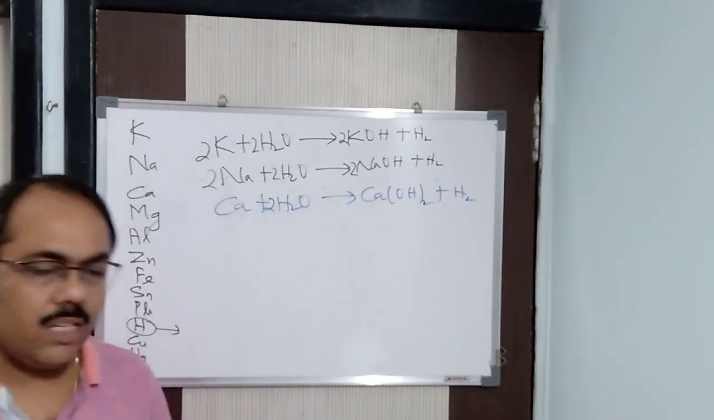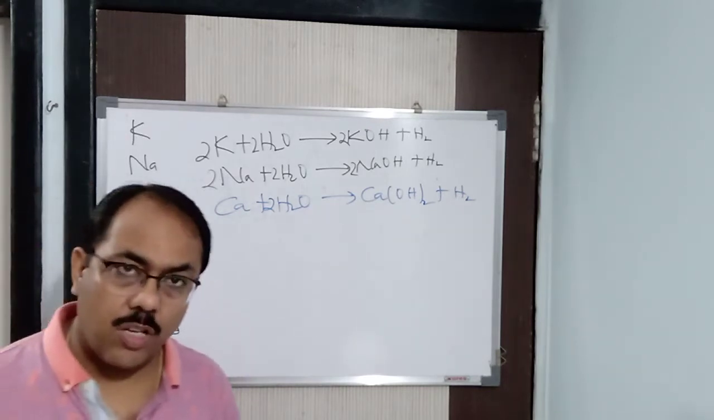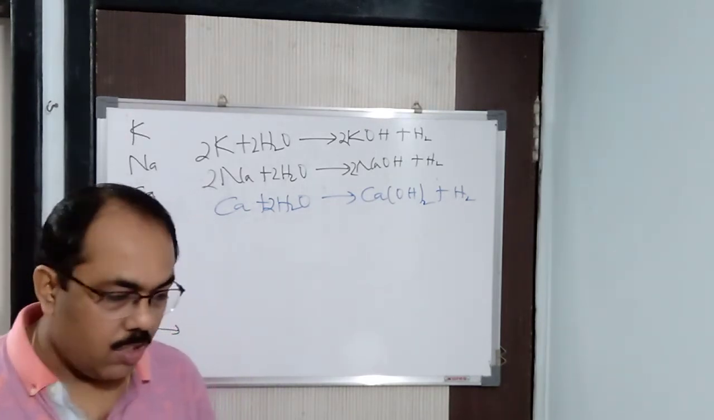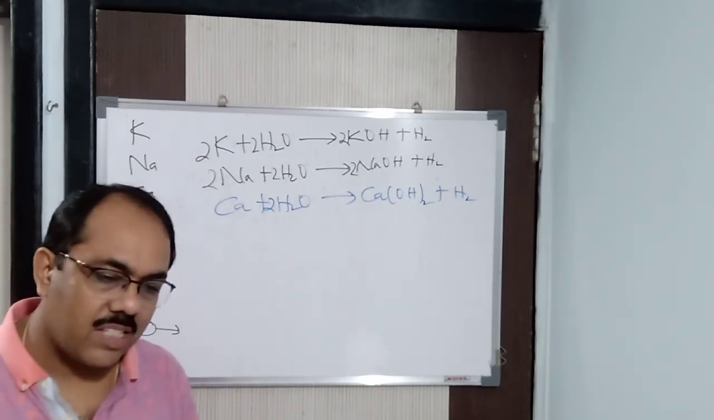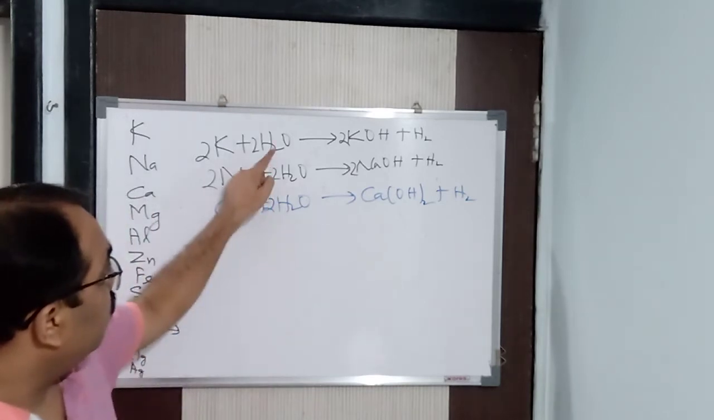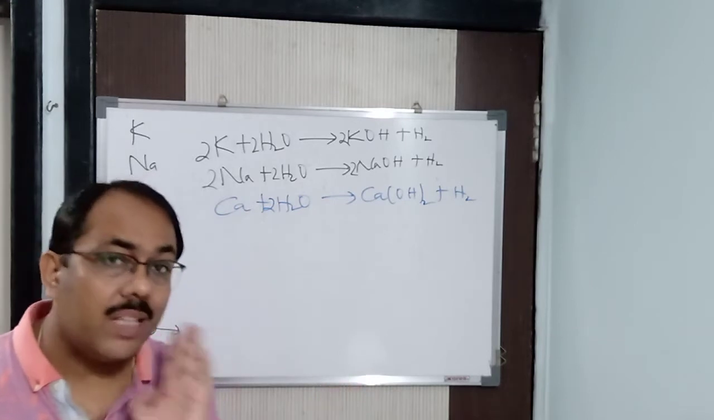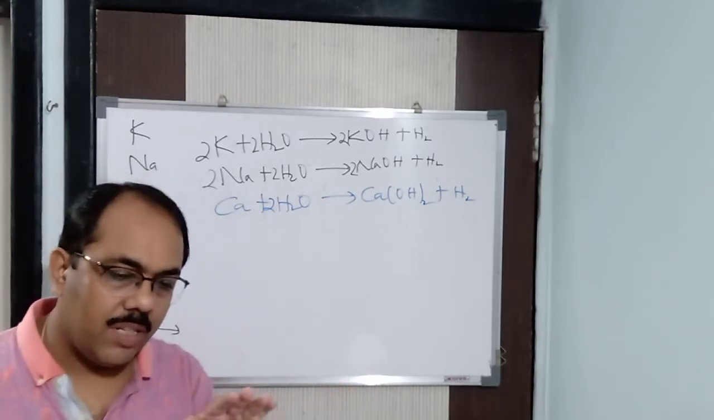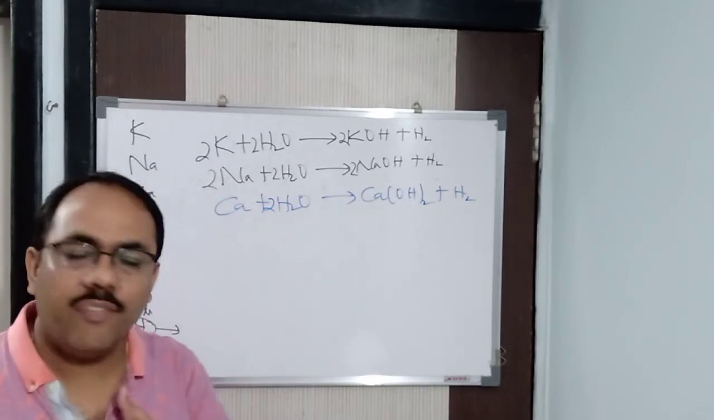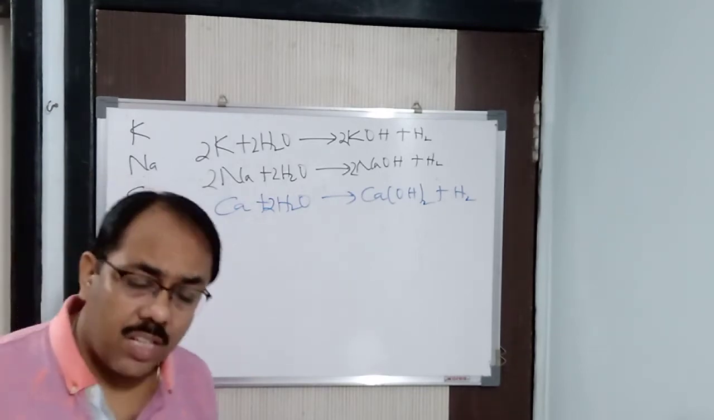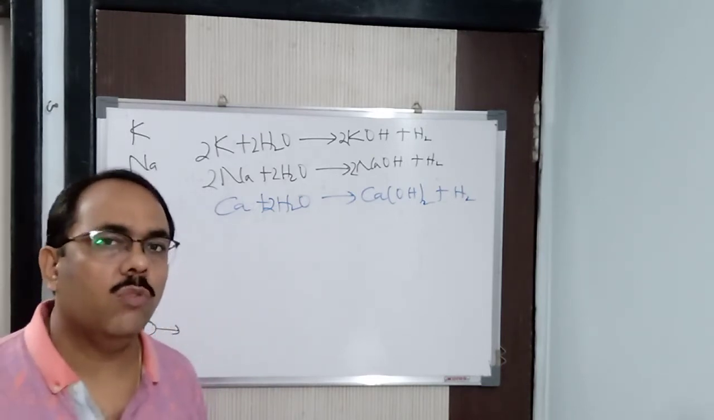Magnesium and aluminium react with steam, remember it. Magnesium, aluminium and zinc react with steam to form the respective oxides, and hydrogen gas is evolved. But in the earlier case it was cold water; magnesium, aluminium and zinc do not react with cold water. By this, what is being proved? That magnesium, aluminium and zinc are less active metals compared to sodium, potassium and calcium, because those react with cold water, while these react only with hot water.